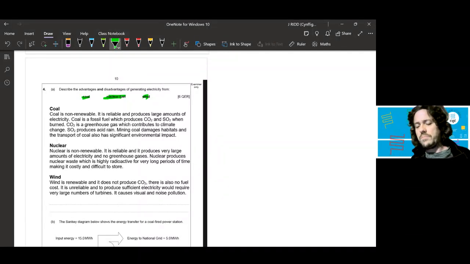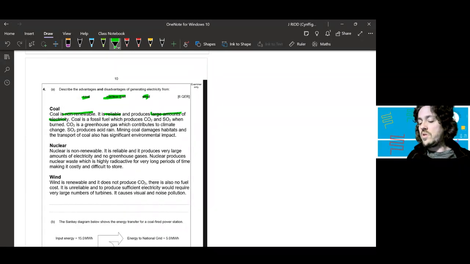All right, so coal is non-renewable. Disadvantage, that's a sad thing. However, it's reliable. Yay! It is very reliable. It's one of the reasons we still use it so extensively today. It also produces large amounts of electricity, which is its biggest pro, really.